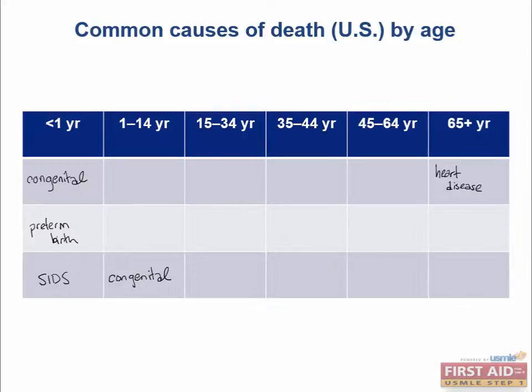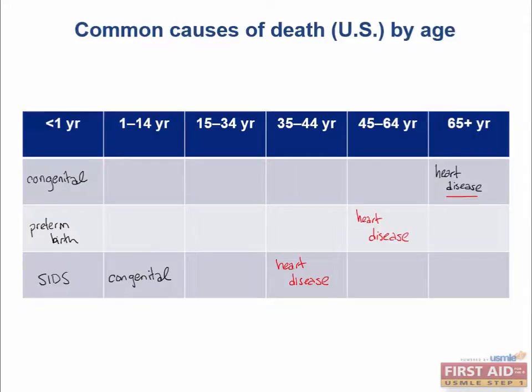Now, I want to pause here and show you a trend that heart disease shows in this table. It's the number 3 killer in the 35 to 45-year-old age group, and it creeps up to number 2 in the 45 to 64-year-olds, and then it peaks in the older population.